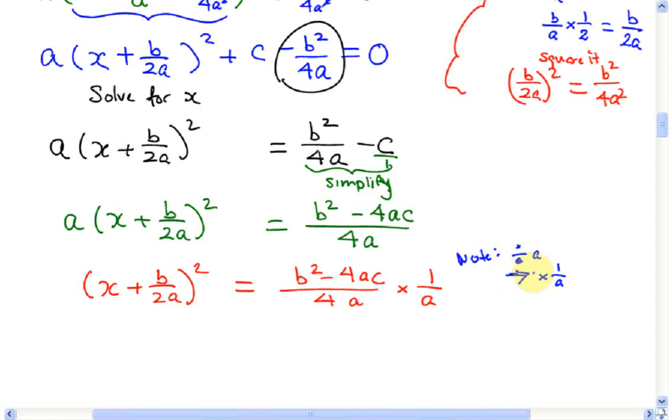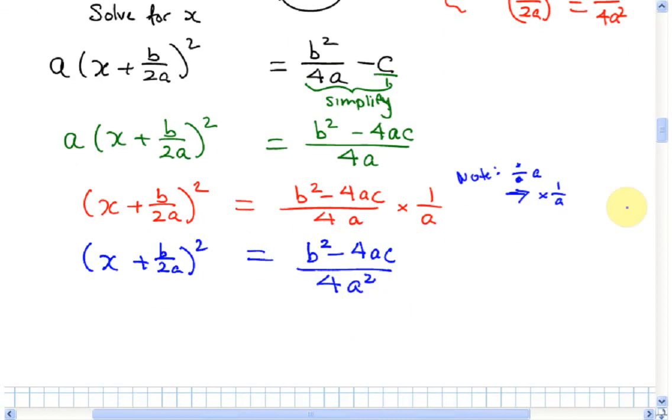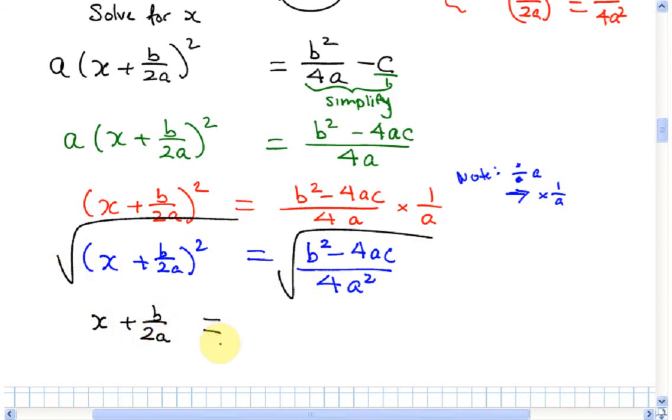Let's simplify this a little bit, and I hope you are thinking, I've seen this before. b squared minus 4ac all over 4a squared. I hope you still have some room. Your goal, once again, is to solve for x. What's next? Square root both sides. Don't forget plus or minus, yes.